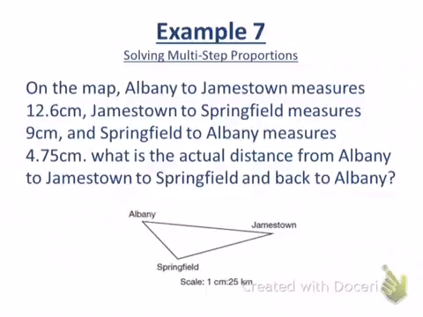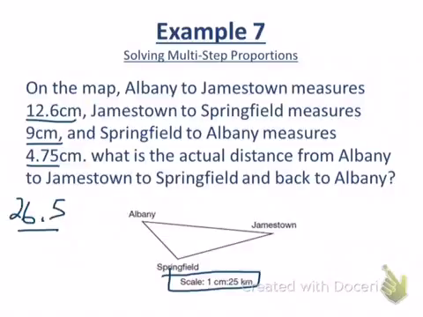All right, so how would we do this? We're given a really nice, important piece of information right down here at the bottom. The scale is 1 centimeter equals 25 kilometers. Okay? All right, so we would need to add all three of these things together. What's 12.6 plus 9, that's 21.6. 21.6 plus 4.75 is 26.35. Is that right? So 26.35 is x kilometers. You forgot to do 3.5. Thank you.